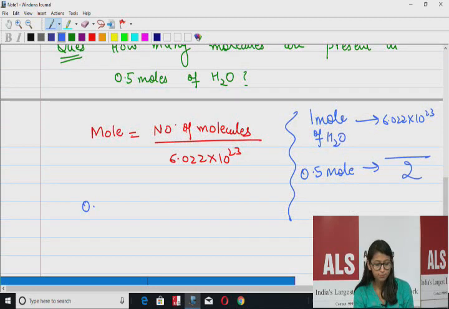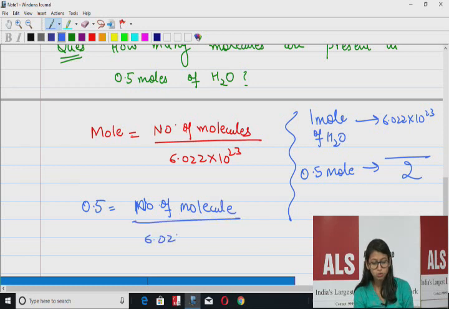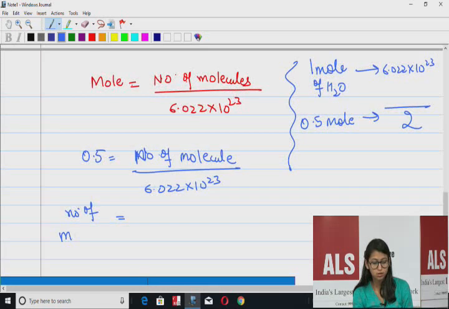The same you will get with the help of the formula also: number of molecules divided by 6.022 into 10 to the power 23. So the answer for the number of molecules would be 3.011 into 10 to the power 23, as the people are saying.